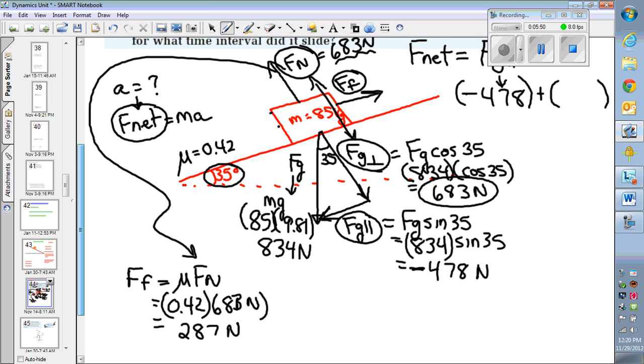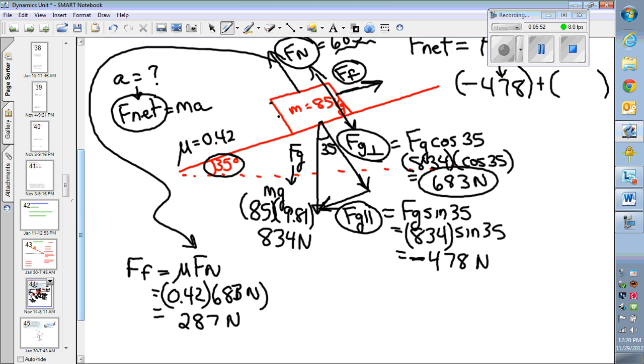Now, what's the direction of friction? Looks to me like I drew it up the plane. So I think that's a positive number. So I'm going to leave it as a positive. You're going to put 287 right in here.